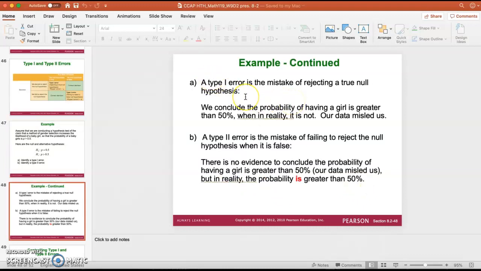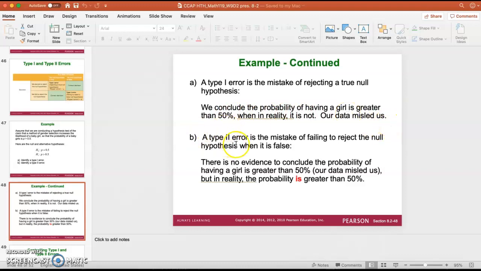Now, a wording of possible type 1 error, so again, the mistake of rejecting a true null hypothesis, could be: we conclude the probability of having a girl is greater than 50% when in reality it is not, and that could indicate your data misled you.